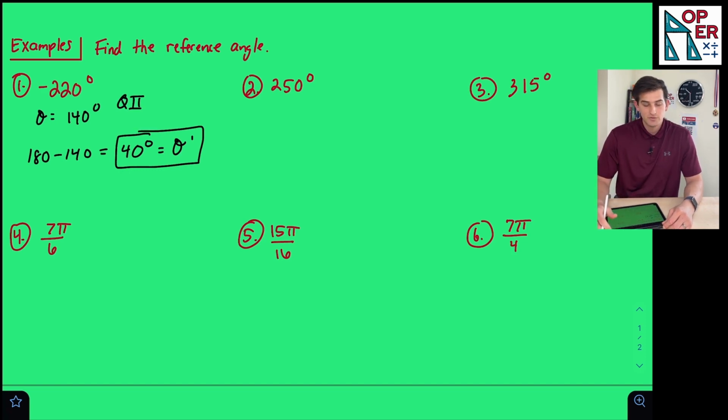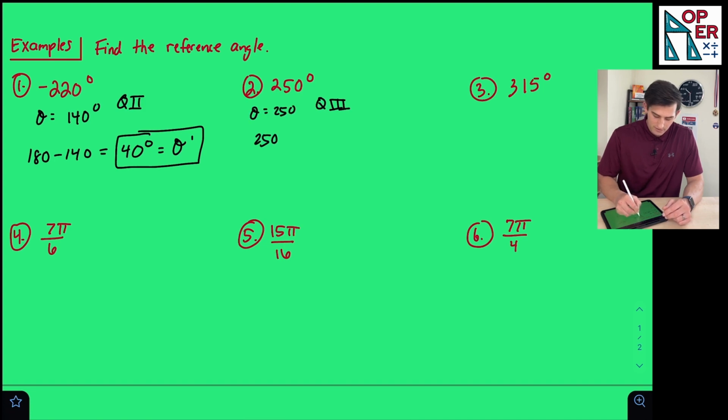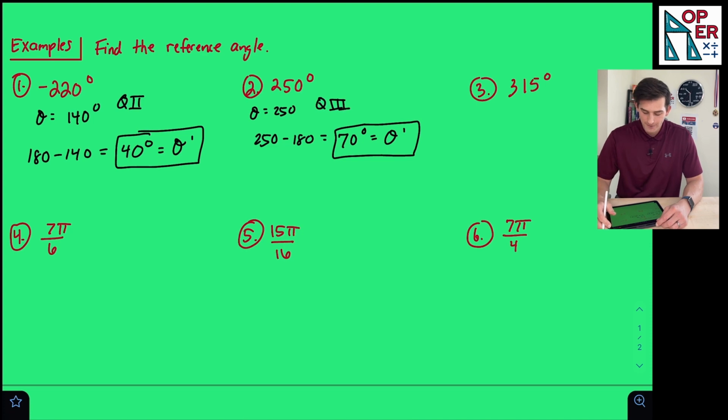For number 2, we have 250 degrees. As we go around in standard position, counterclockwise, we know it's going to be in quadrant 3, because that is 20 degrees less than 270, which would be on our y-axis between 3 and 4. So theta is equal to 250, and we subtract 180 degrees to get our reference angle of 70 degrees. So our reference angle for number 2, theta prime, would be 70 degrees.